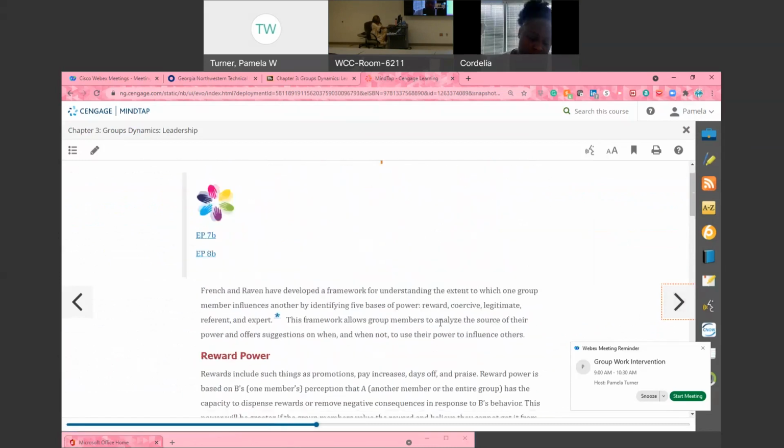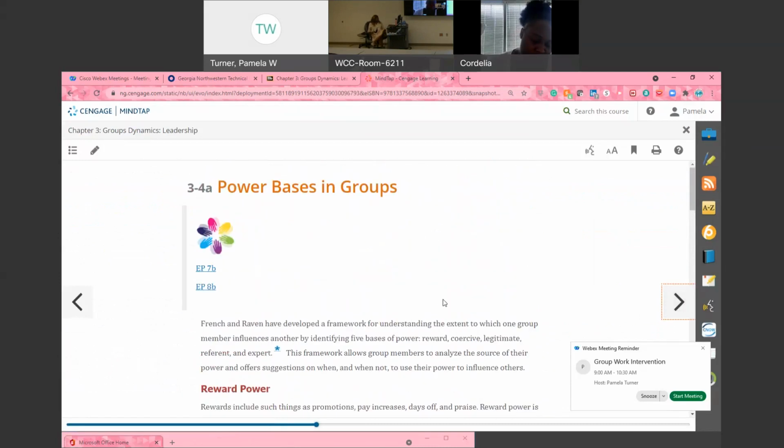Okay, so these are the 5 power bases in group. And again, I always say, these are the ones that are on the licensure test, whether you're taking it now or in a few years. Remember these terms?